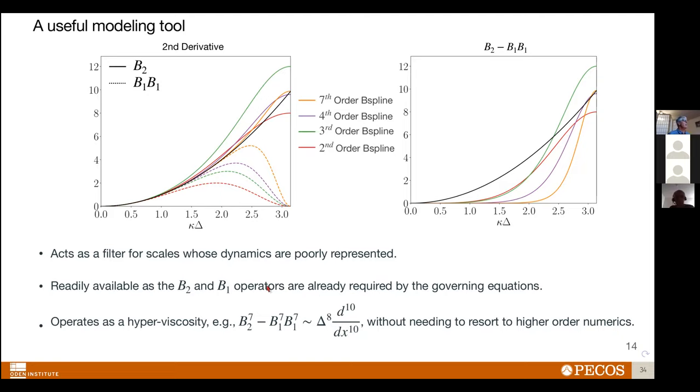It actually has a nice property that at leading order, it looks like a hyperviscosity. In fact, the seventh order B-spline one has this structure. And so that's nice, and we can use that, but it doesn't introduce all the weirdnesses that we have to deal with for boundary conditions and so forth with something that behaves like this.